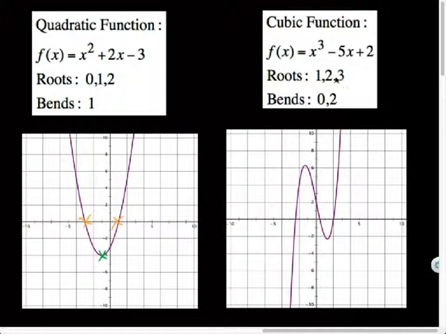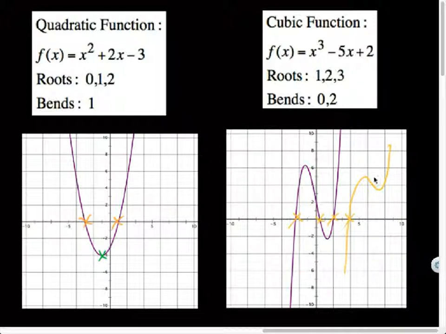Now the number of roots is 1, 2, or 3. So notice this particular one has 3 x-intercepts. It could have 2 x-intercepts if it was like this and just a little ricochet. That would have been 2. Or it could have had 1 where it's just 1. But notice it cannot have 0. 0 is an impossibility for a number of roots.